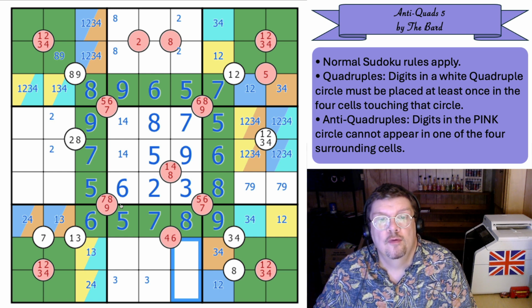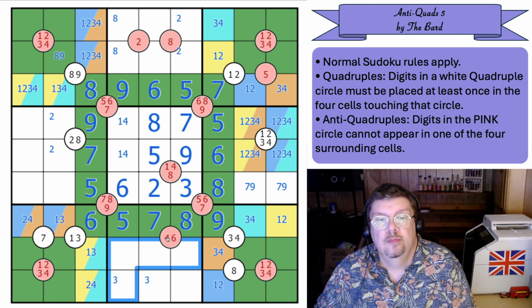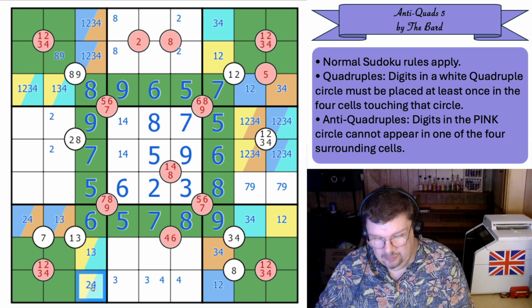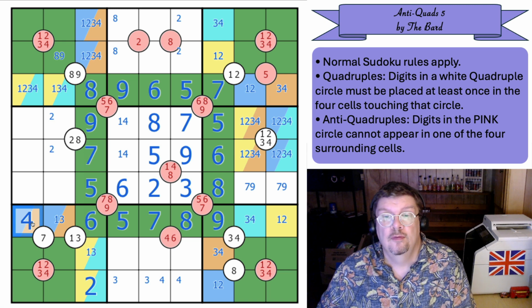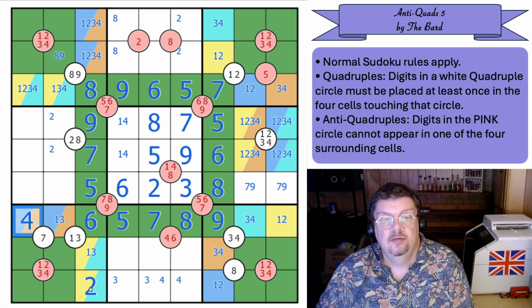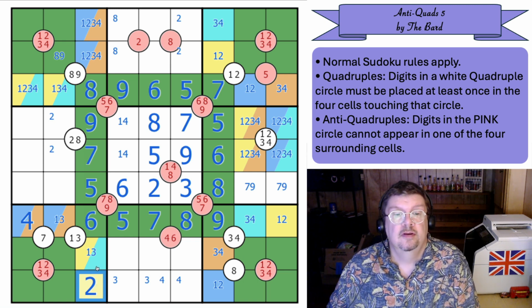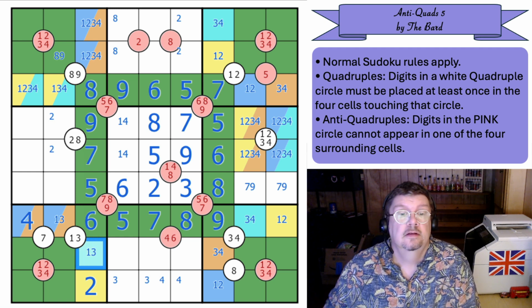Okay, 4 can't go in those 2 by Sudoku, and it can't go in those 2 by the anti-quad, so 4 goes in one of those 2. That makes that the 2. So that is 4, but a 2 that is yellow or teal must be yellow. So we can now remove teal from there. That one becomes yellow. So this one becomes teal.